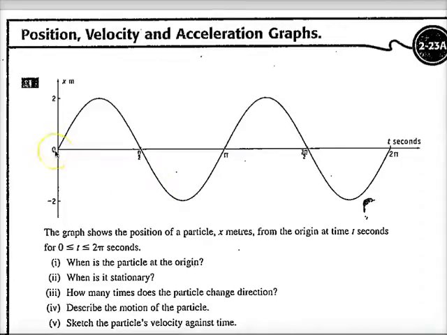So it starts at the origin and moves to 2 meters to the right of the origin, then goes back to the origin, moves to 2 meters to the left of the origin, and then back to the origin, and that cycle takes pi seconds, and then it repeats. And sketch the particle's velocity against time. You can see you've got positive velocity there, 0 velocity, negative velocity here, all negative, 0 velocity, etc. Just look at the solutions for that, and you'll be fine.